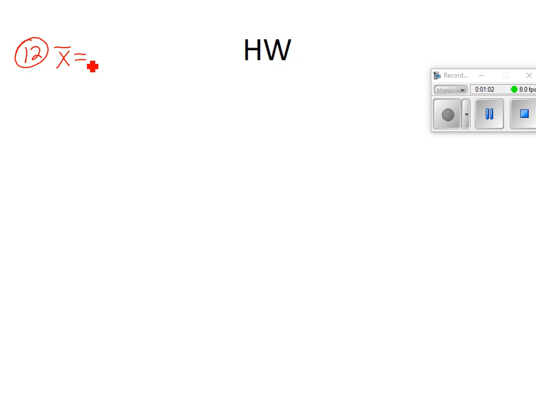Plug it in your calculator. You could plug them into a list in your calculator. That's probably the easiest way because we also have to find the standard deviation. But to just find the mean, you add them all up and divide by 4. Somebody help us out and do that. What is that? 207.5.